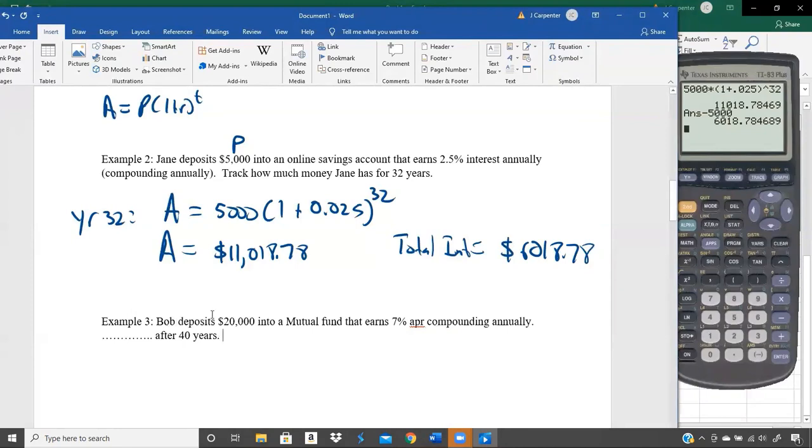All right. Again, not necessarily traditional here, but Bob puts 20 grand in his mutual fund, 7% compounding annually, track how much he has over a 40-year period, as well as show how much interest he gets. So let's go to Excel.